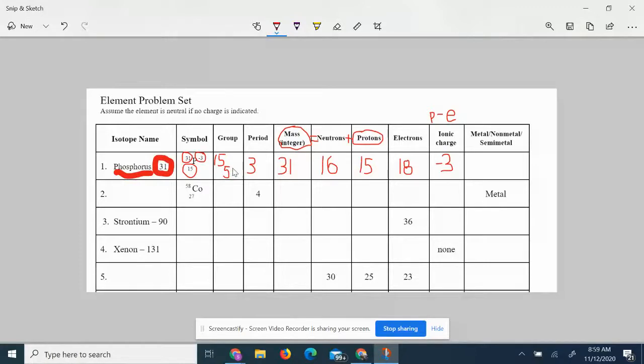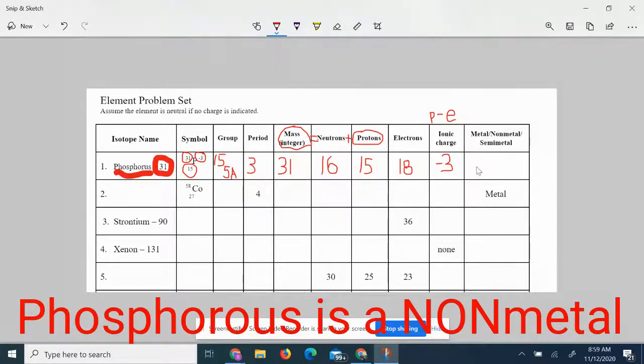And then also, is it a metal, a non-metal, or a semi-metal? It is a metal. So we're going to write metal here. And then I'm going to look at question number 3, because that one seems to give you a whole lot less information, yet we can still get all of this information from what we're given.